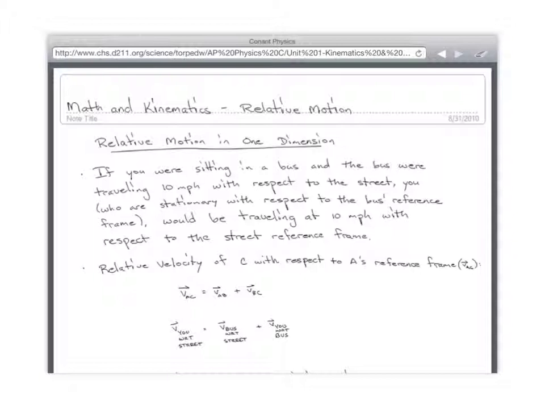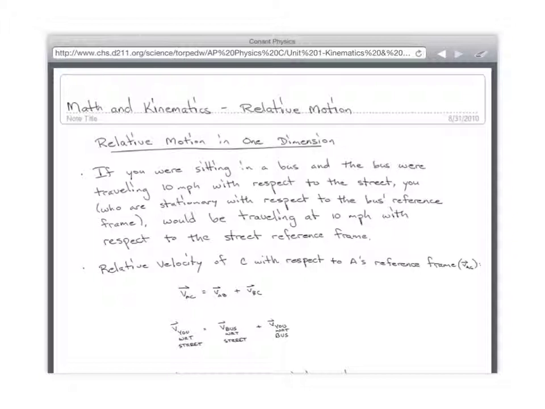Okay. Let's change the question a little bit. We'll say that the person inside the bus throws the ball forward at 20 miles an hour relative to themselves. How fast is the ball moving relative to the person on the ground? 70. Throws it backwards? 30 miles an hour. Does that make sense?